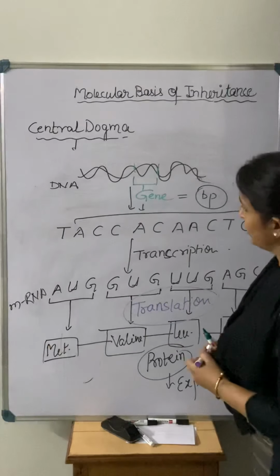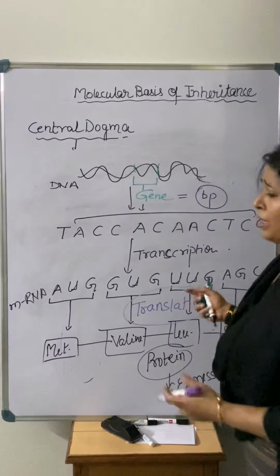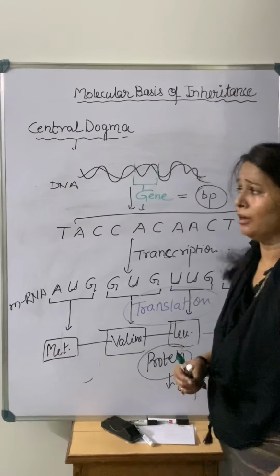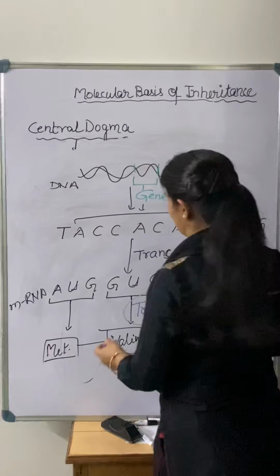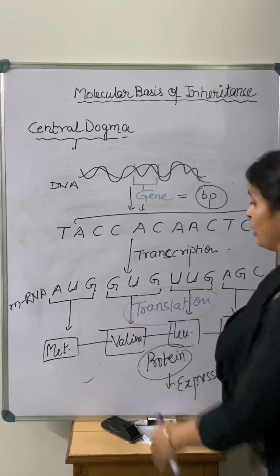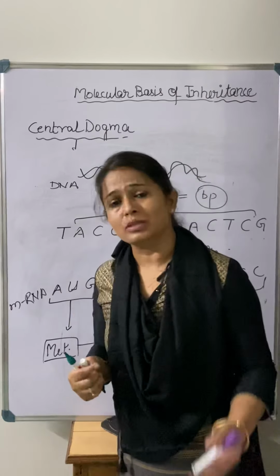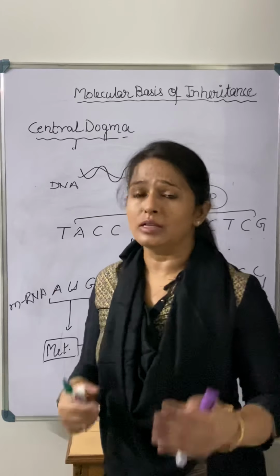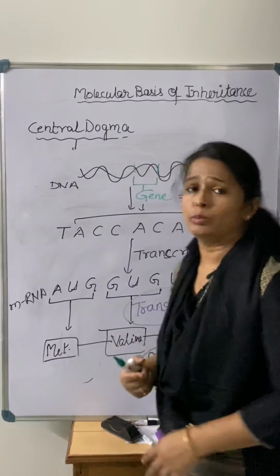I hope, children, you will get it very easily. I have tried to make it very simple so that you can understand it nicely. If you have any problem, we will discuss it again in the coming videos. So this is the central dogma, and this is the way the biochemical processes take place in a cell, and there is an expression of a gene in a particular way by this central dogma. Thank you.